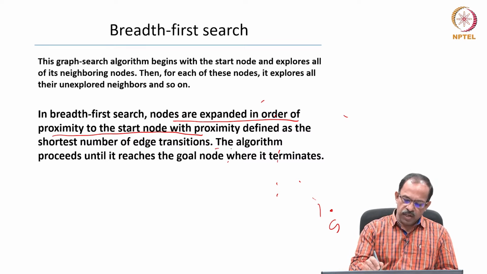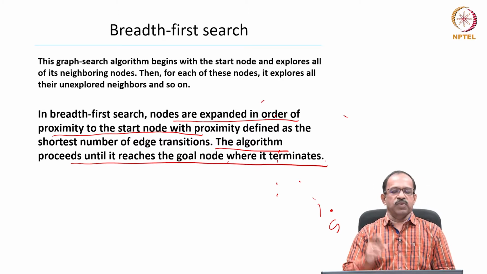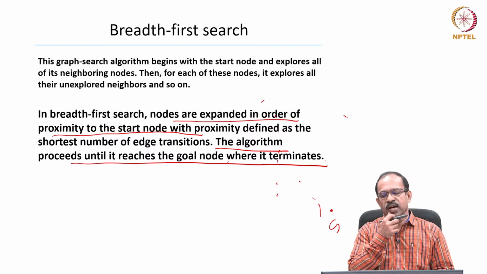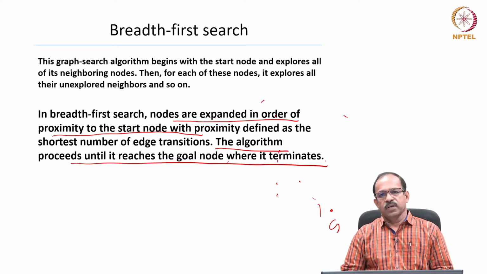The algorithm proceeds until it reaches the goal node, where it terminates. Once it reaches the goal node, it terminates, and these are all the paths that are possible to reach the goal node.